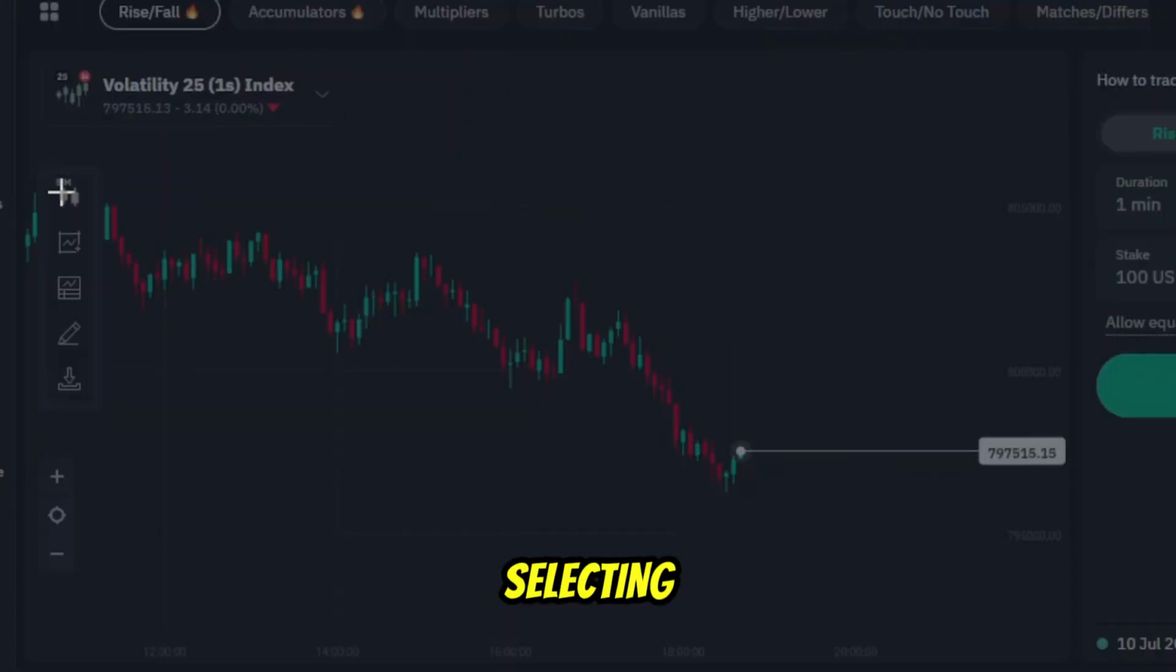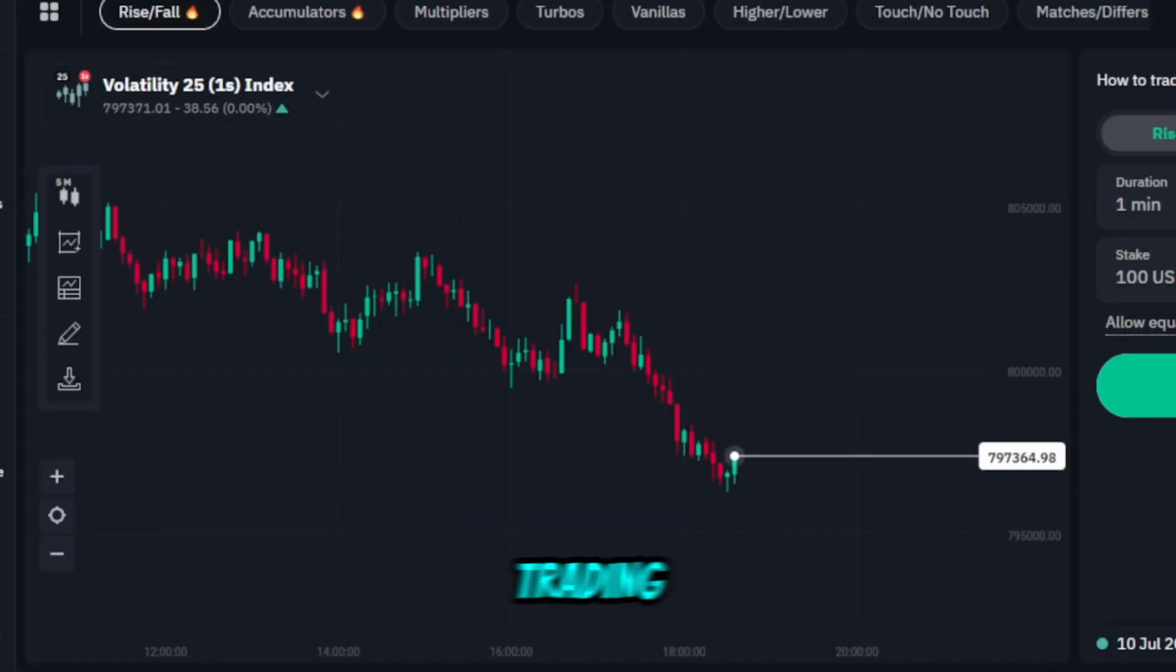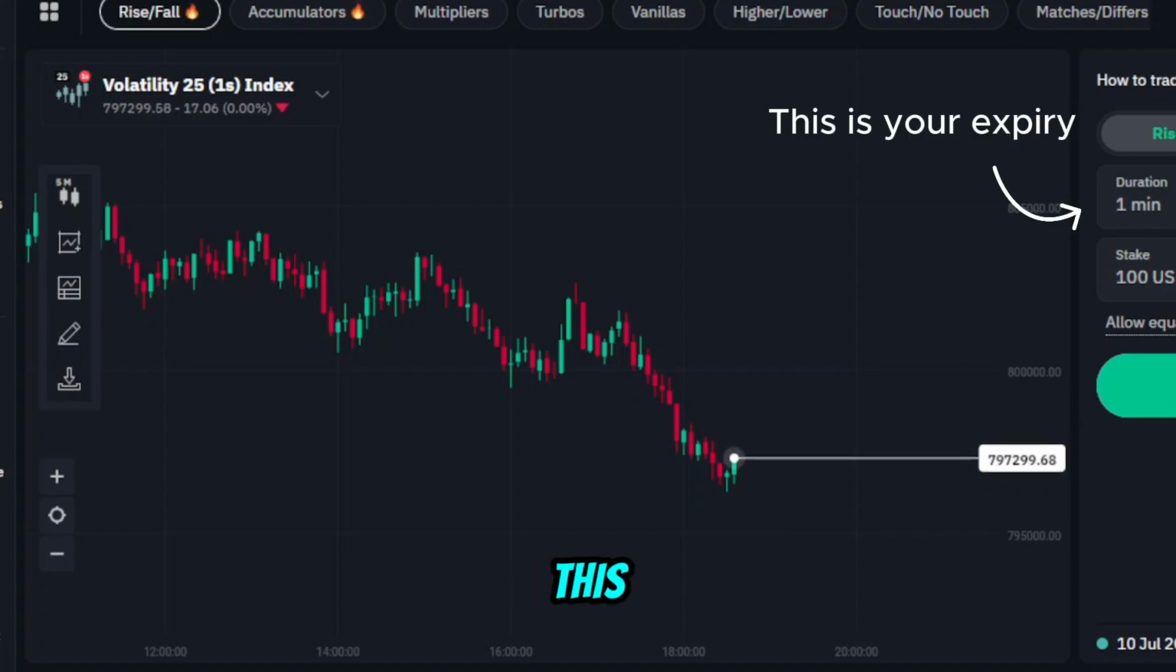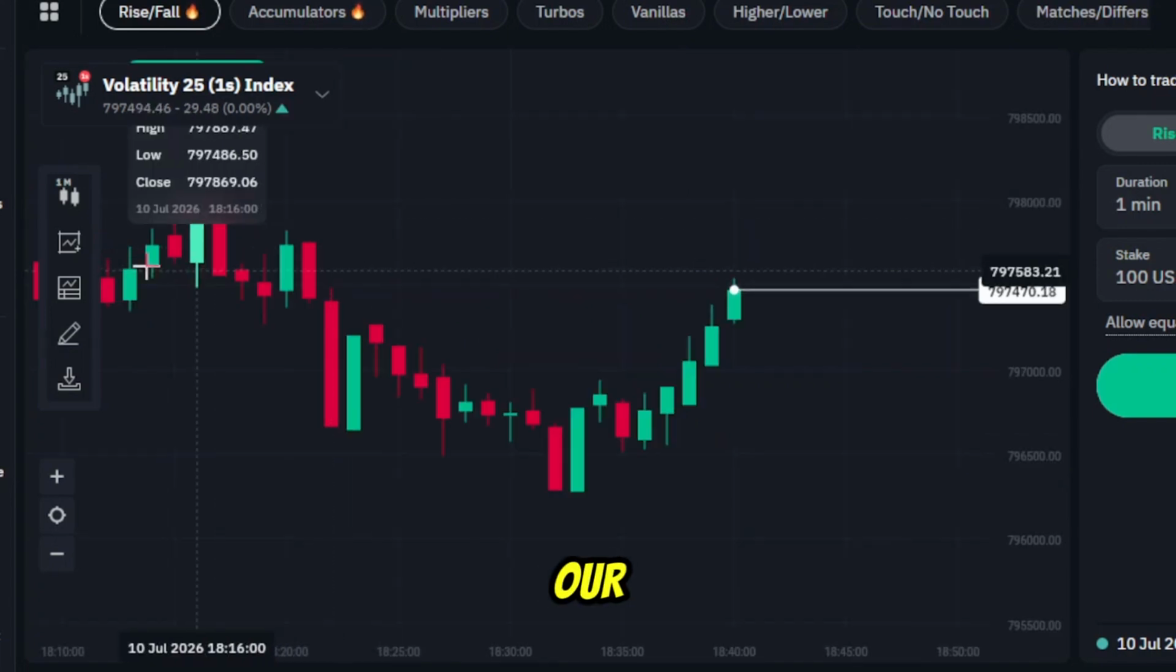Now, after selecting Volatility 25 1-second index, make sure that you set your chart type to candles and that you are on the 1-minute chart. This strategy targets 1-minute trades. We will also set our trade expirations to 1 minute. When trading using volatility indexes, it's important to know exactly what your trade bias is before you enter a session and choose your expiry. This is a very important step, so make sure you take note of it and do not skip it. Now we will come on to our indicators.